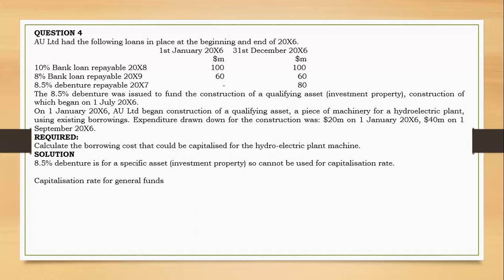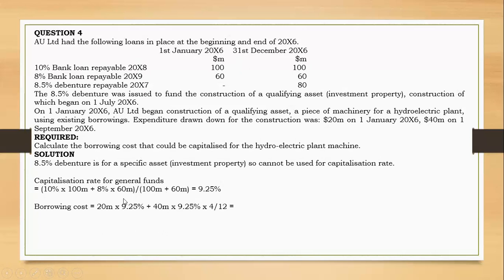As I told you, you just take the interest incurred over the total loans outstanding during the year. If you do it in a simple manner, because we just have two loans, it's 10% times 100 million. Since it was from the beginning, we believe the loan outstanding was 100. Plus the other loan at 8%, an 8% times 60 million loan. So 8% times 60 million, this is my total interest. Then I divide by the total loans, which is 100 plus 60 million, and I would have 9.25% as the capitalization rate.